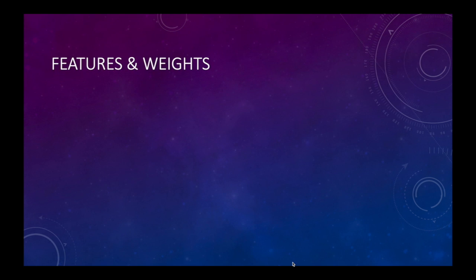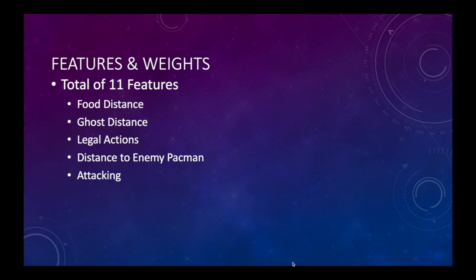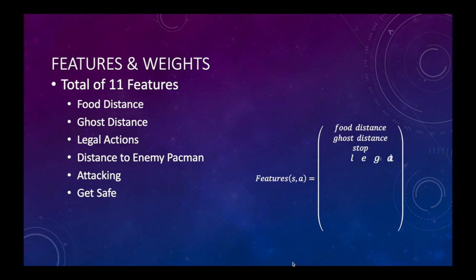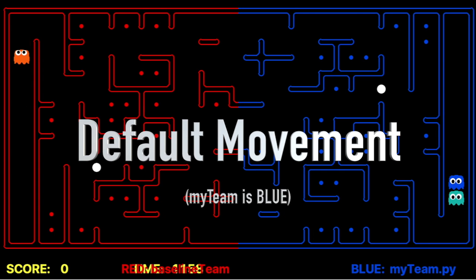The feature vector included 11 features in total, including food distance, ghost distance, legal actions, capsule value, distance to enemy Pacman, attacking, which returns a high value if the Pacman agent is in the enemy half grid, and get safe, which returns a high value if Pacman is threatened. In the Get Safe feature, the Pacman returns to its side if it's carrying more than a threshold amount of food, if a ghost is continuously chasing it, or if the game is in panic time. In other words, if the game is in the final seconds of execution.